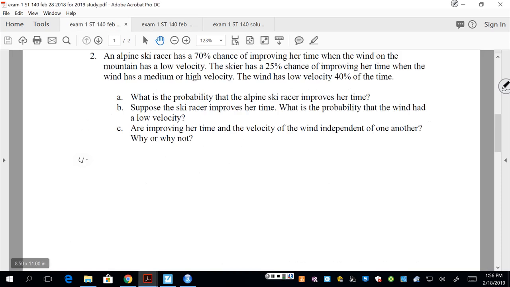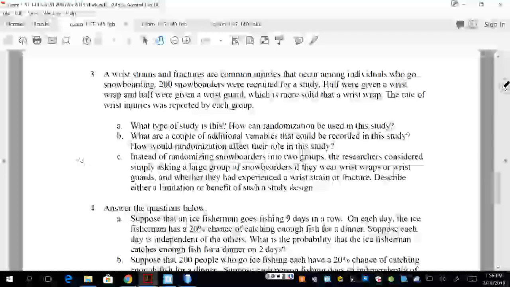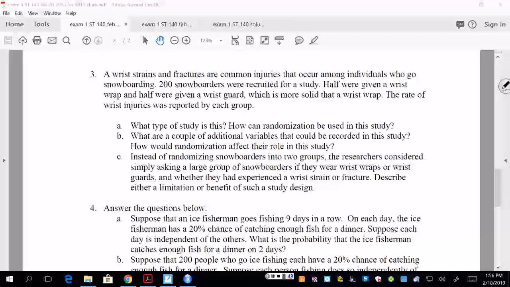So the third one on this question, here's a wrist strains and fractures. I think this should be a W. Wrist strains and fractures are common injuries that occur among individuals who go snowboarding. So there's 200 snowboarders recruited for a study. Half were given a wrist wrap and half were given a wrist guard, which is more solid, right? And the rate of injuries was recorded for each group. So what type of study does that seem to be?